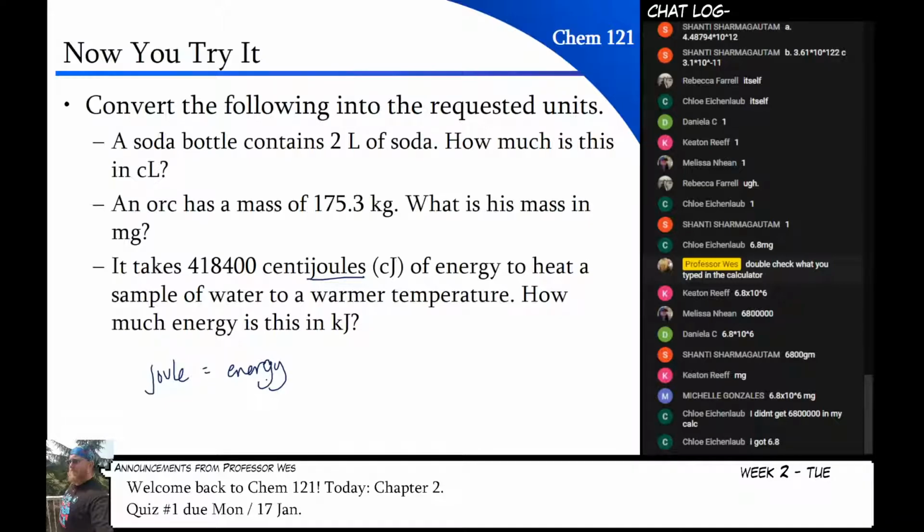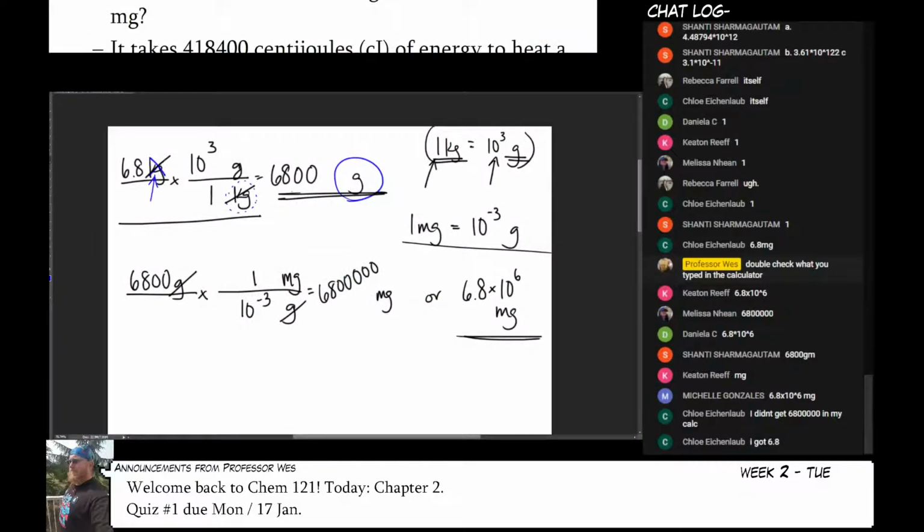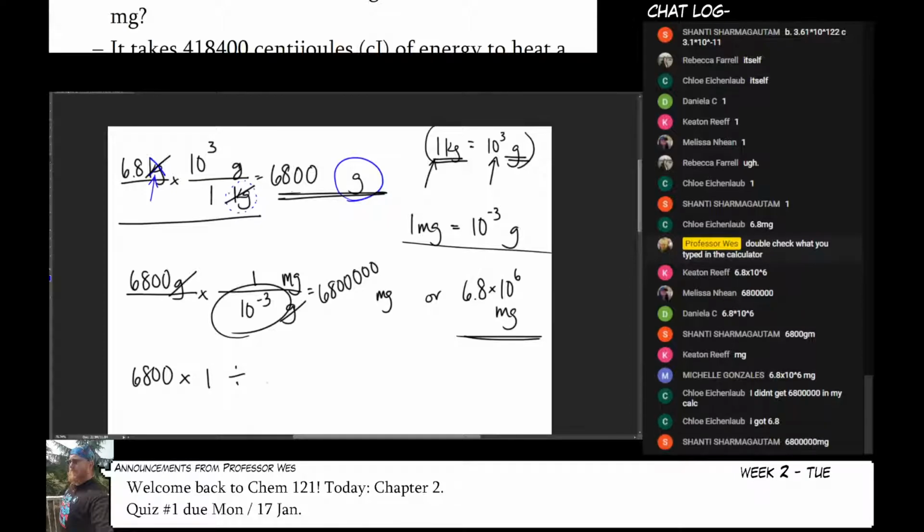If you got 6.8, then what may have happened is that when you did this calculate, oops, hold on. So when you did this right here, when you're typing this into your calculator, you're probably typing into something like this: 6,800 times 1 divided by 1 times 10 to the minus 3. Do this part in parentheses. And then see if that works. You should get 6.8 times 10 to the 6. Try that.